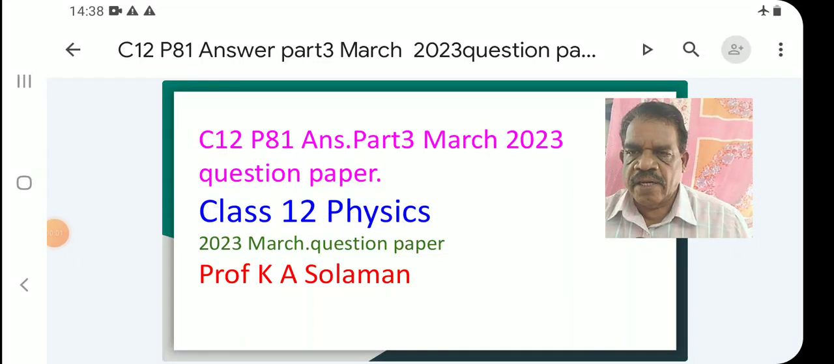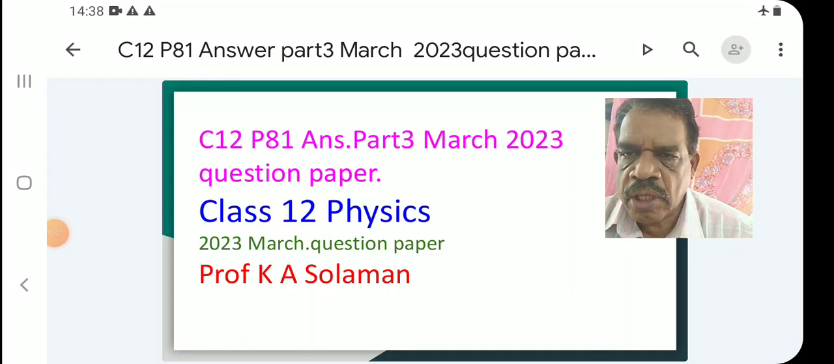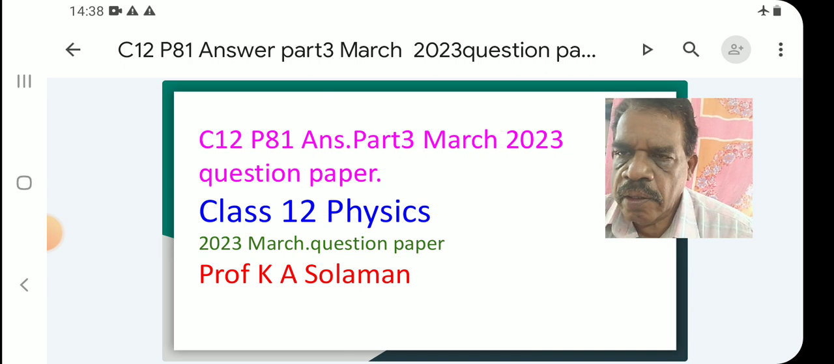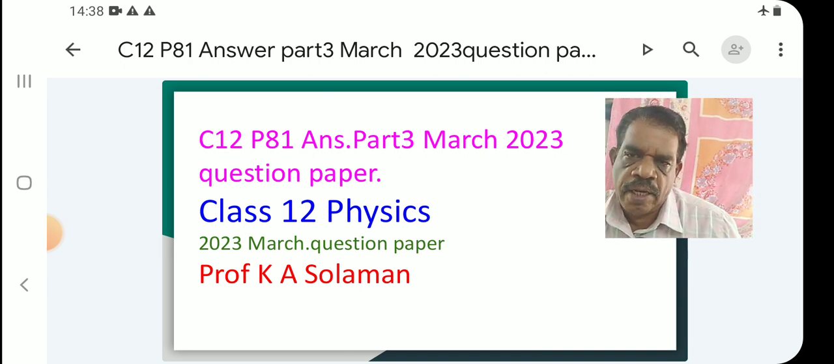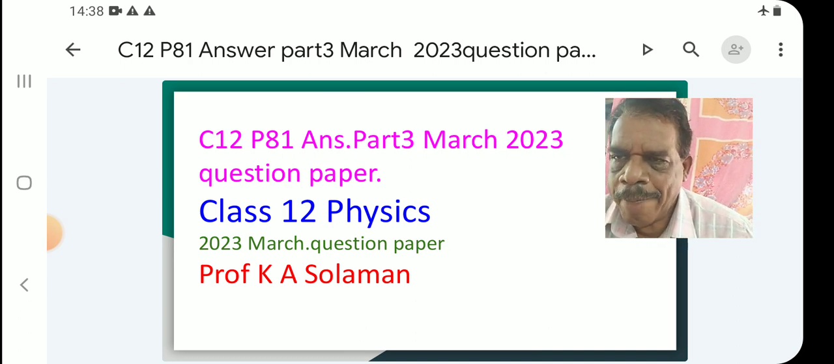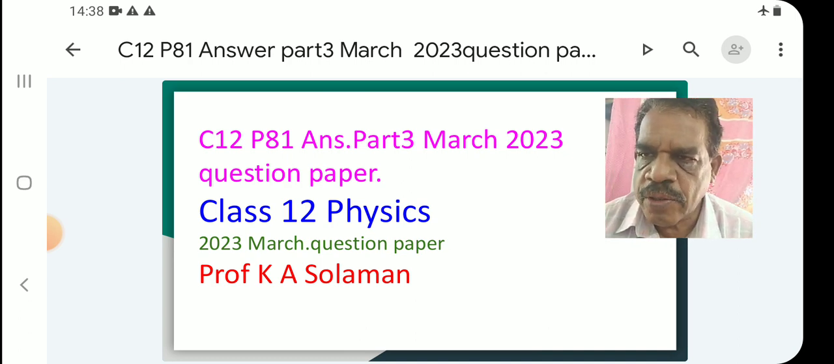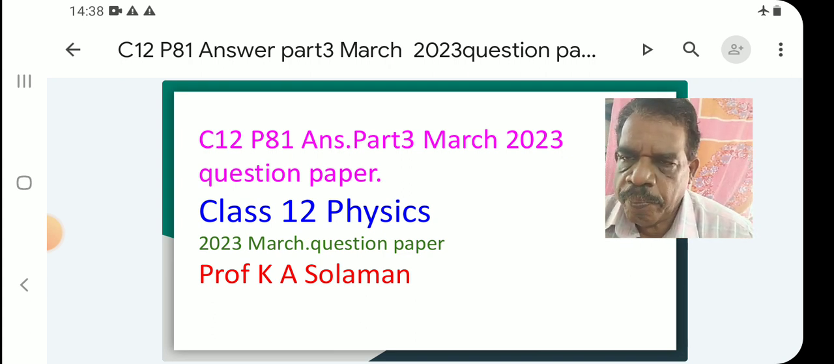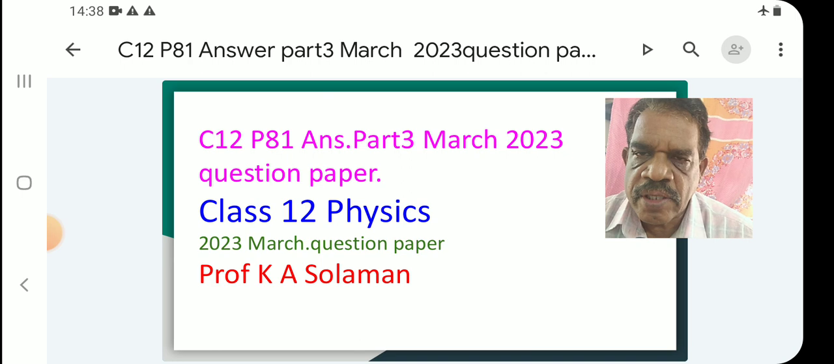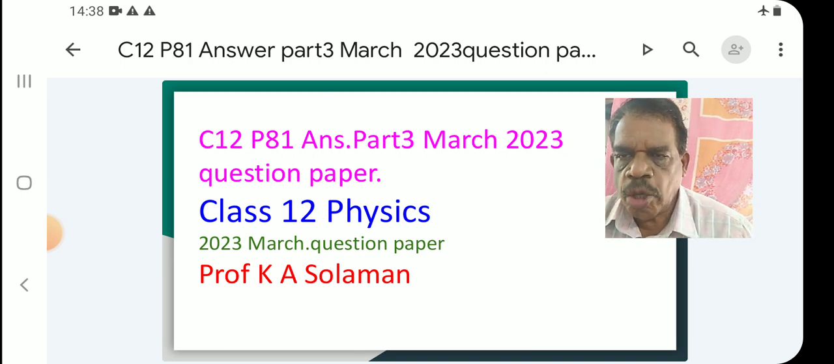Physics, higher secondary examination, March 2023. The physics question paper is solved here. March 2023, higher secondary Kerala, plus 2 examination question paper is solved here, and this is part 3 of the series. Part 1 and part 2 we have discussed.